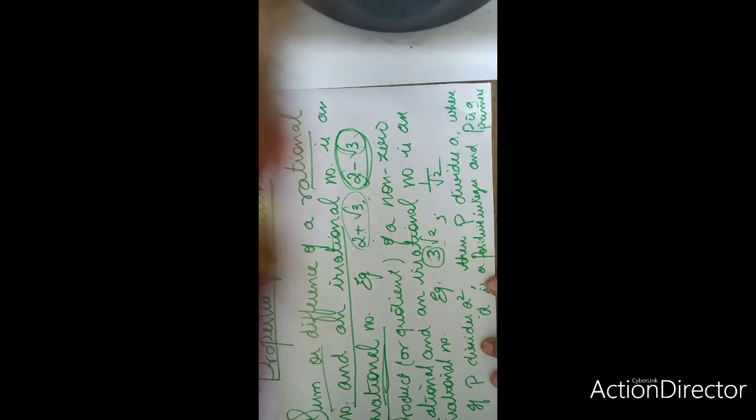Coming to the product and division, a non-zero rational number and an irrational number when multiplied. Here 3 is a rational number, root 2 is an irrational number. We are multiplying a rational with an irrational, so the resultant will also be an irrational number. Here 1 is a rational number and root 2 is an irrational number. We are dividing both, so the resultant will also be an irrational number. Next, this we will be proving in a short while.